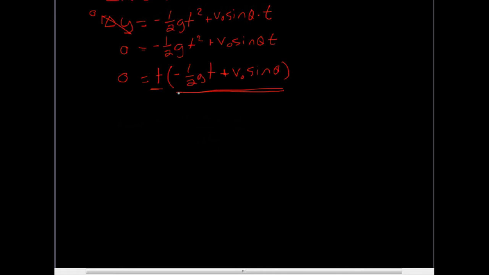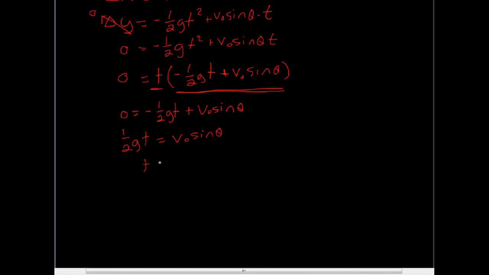So this is going to be the time at which the delta y is equal to 0 and the horizontal displacement is at its maximum. So we want to solve for this time. So we can say that 0 equals negative 1/2 gt plus v naught sine theta. And a little bit more algebra. 1/2 gt equals v naught sine theta.